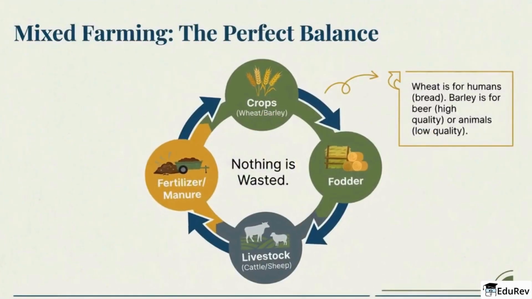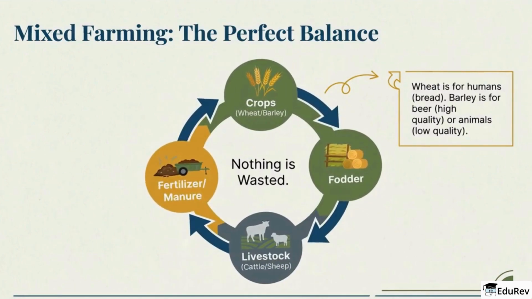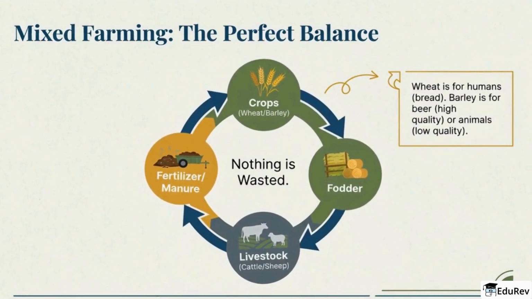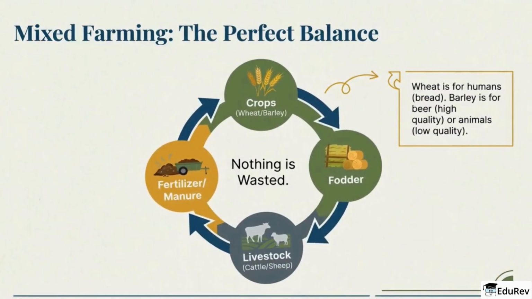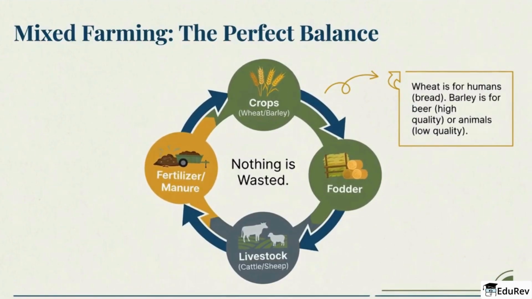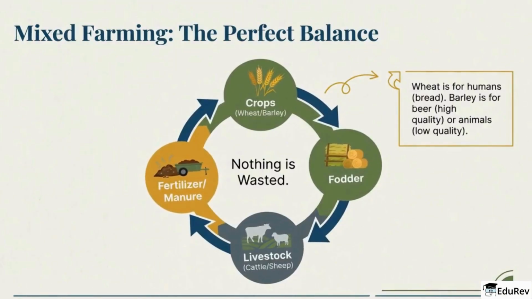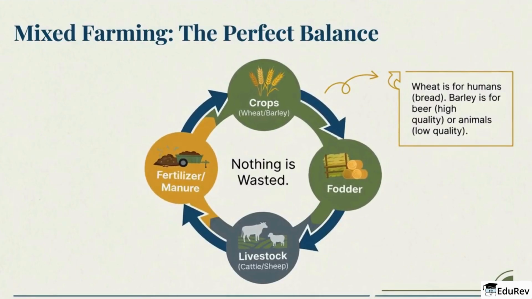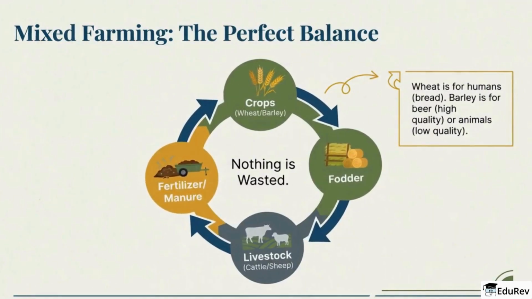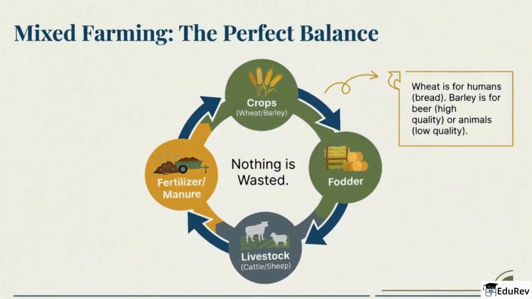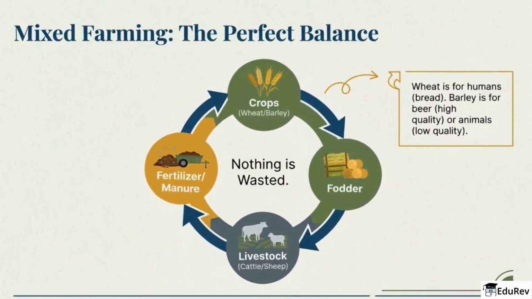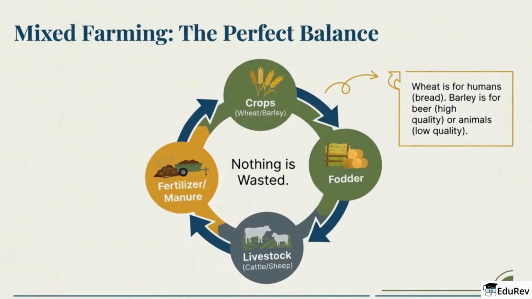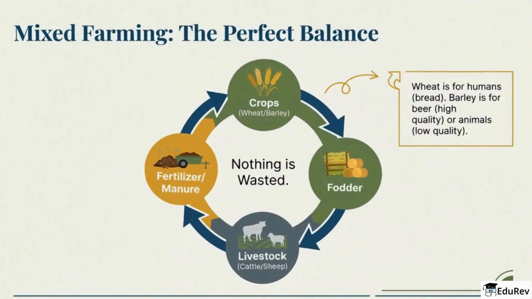Now come to mixed farming, which is basically the perfect agricultural balance. The system is circular. You grow crops like wheat and barley. Part of that becomes fodder. Fodder supports livestock, especially cattle and sheep. Livestock produces manure, and manure goes back to the field as fertilizer. So the core principle is simple: nothing is wasted. And remember the crop distinction. Wheat is mainly for humans, especially bread. Barley is either for beer if quality is high, or for animals if quality is lower. This is why mixed farming is so stable. Every output feeds another part of the system.